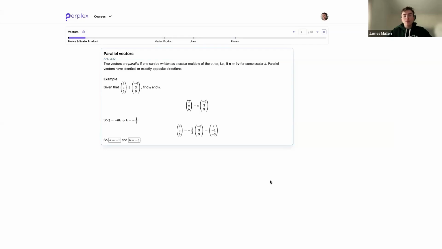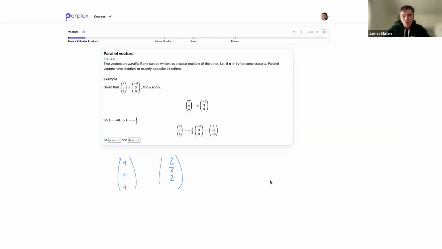Now, let's think about this notion of parallel vectors. Two vectors are going to be parallel if one can be written as a scalar multiple of the other. So for example, if I have the vectors (1, 1, 1) and (2, 2, 2), those vectors point in the same direction. One of them is just twice the length of the other, but their directions are the same. And that's what I mean by parallel vectors. I mean same direction, but not necessarily the same length. Okay, so let's look at an example here.